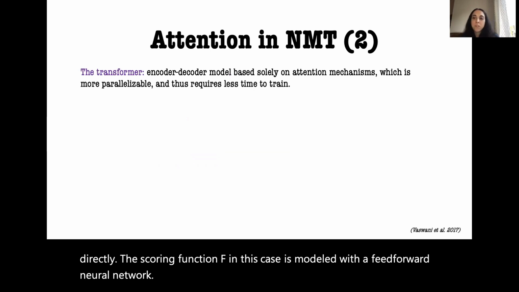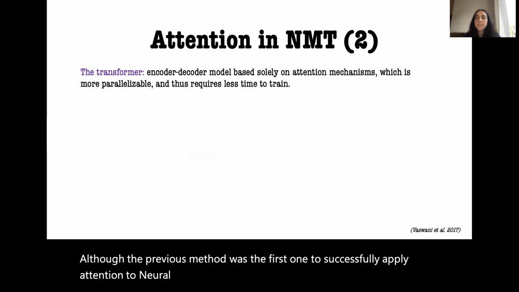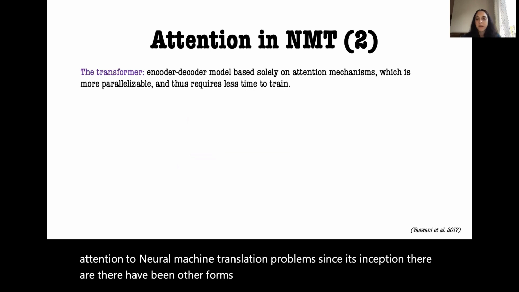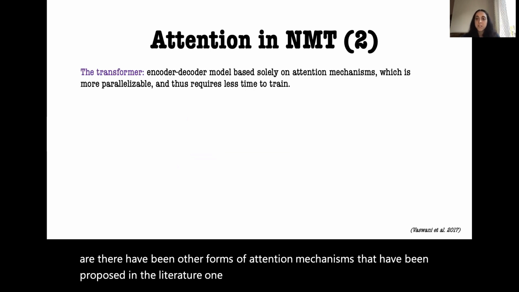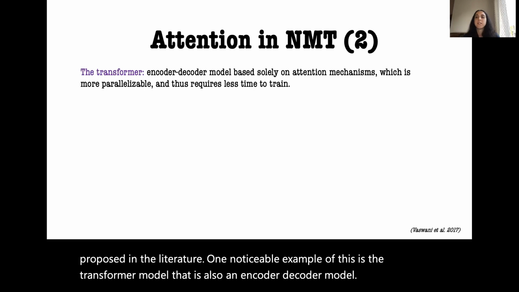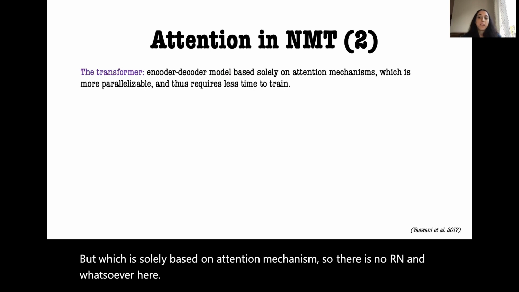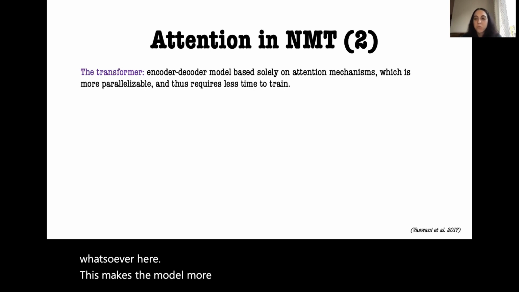Although the previous method was the first one to successfully apply attention to neural machine translation problems, since its inception, there have been other forms of attention mechanisms proposed in the literature. One noticeable example of this is the transformer model, which is also an encoder-decoder model, but which is solely based on attention mechanisms. So there is no RNN whatsoever here. This makes the model more parallelizable and so has the potential to save significant training time.